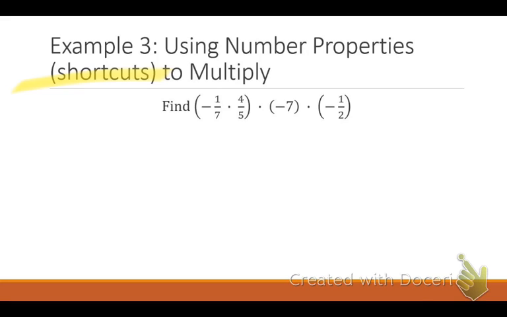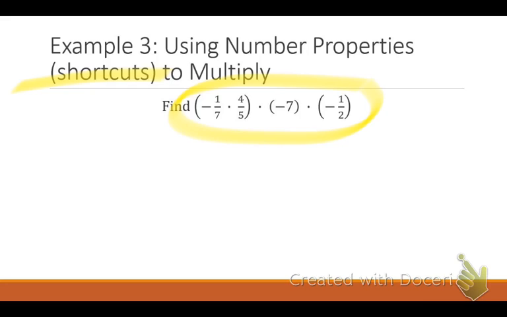So, what property says I can rearrange my numbers in any order? I heard it. Commutative. The commutative property. So I want you to look at this expression and try to find maybe some that you would want to match up together. Okay, just look at it. Don't say the answer out loud. It's open game, all of them, because it's multiplication all the way across.